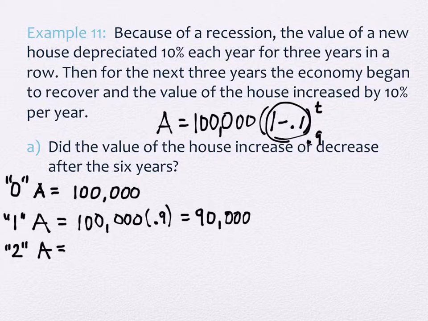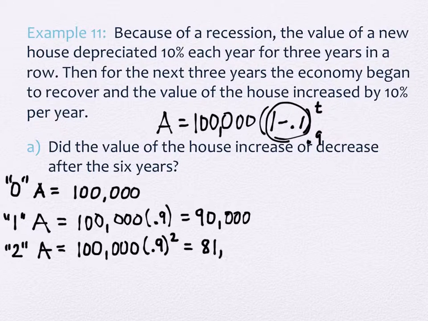What would I have to do? It'd be 90% of 90,000. Or you can take the 100,000 and simply do the 90% twice. Because 100,000 times 0.9 was the first year, and then I want to multiply by 90% a second time. So what happens if I take 90,000 times 0.9, or 100,000 times 0.9 squared? What do I get? 81,000.